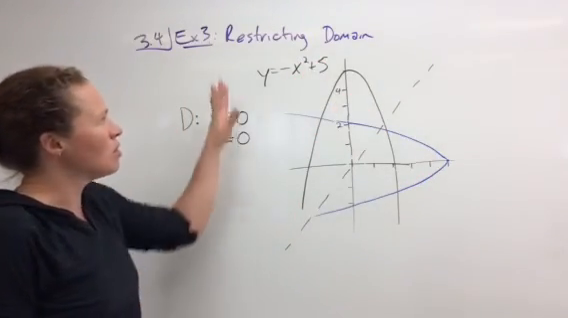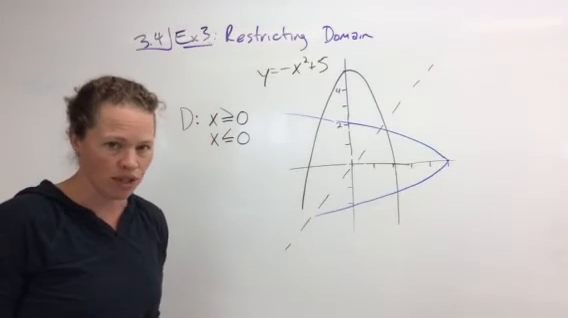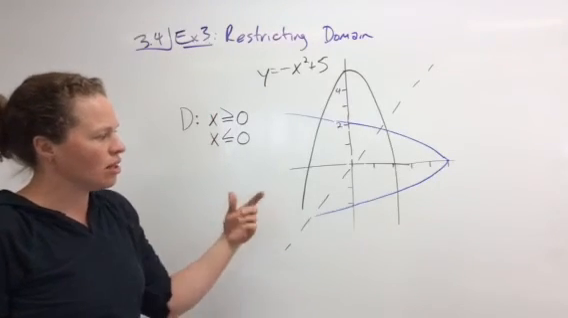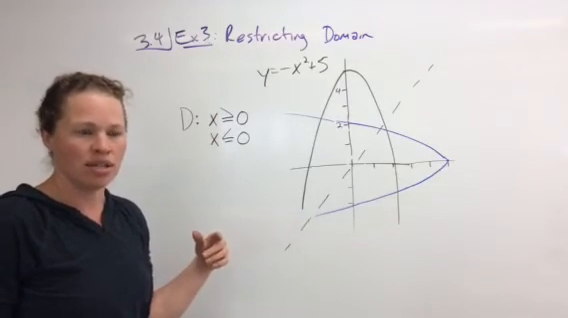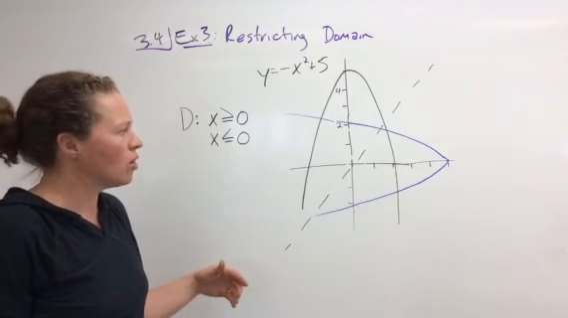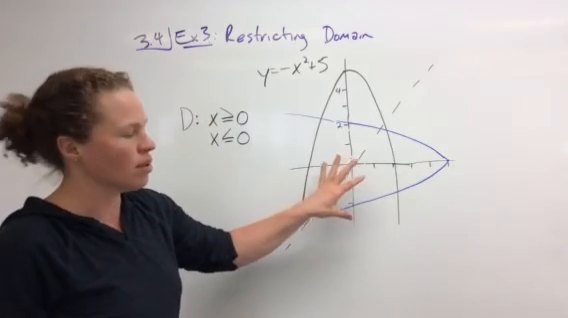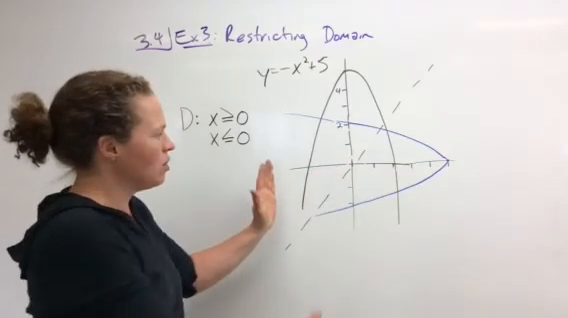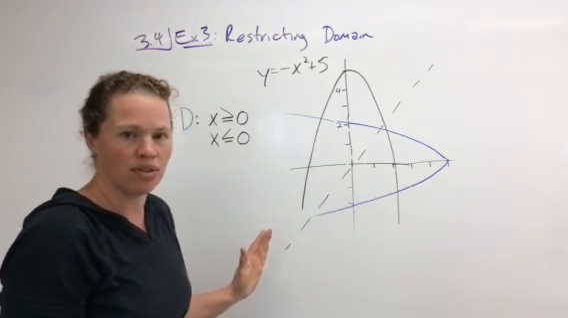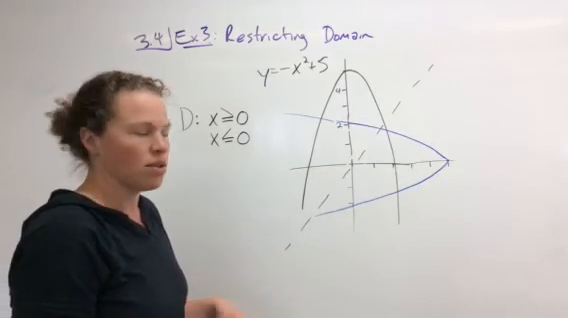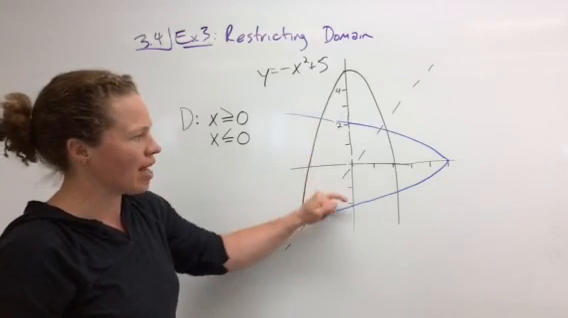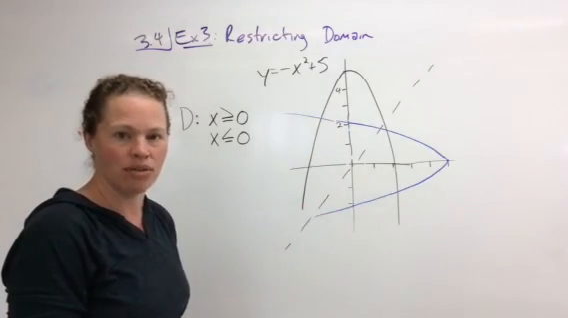So when they're asking you to restrict the domain of the original function so that your inverse function is an actual function, all you're really doing is you're looking at your original graph and taking out the x values for half of it, so that when it flips, it's only half of a parabola instead of a whole parabola.